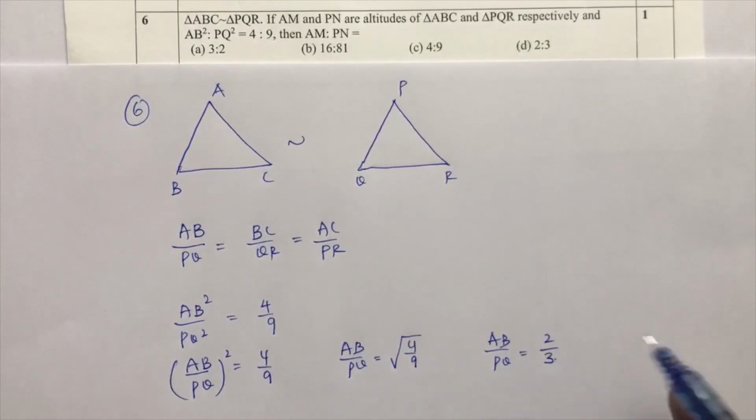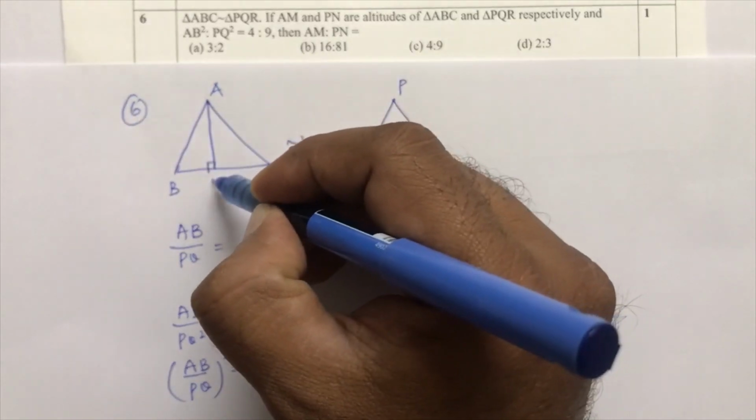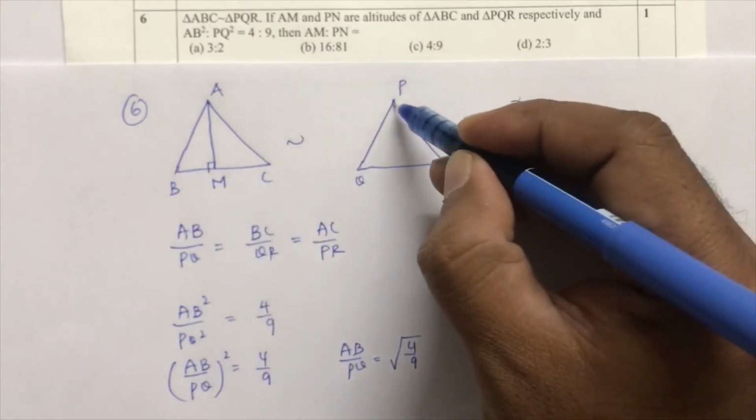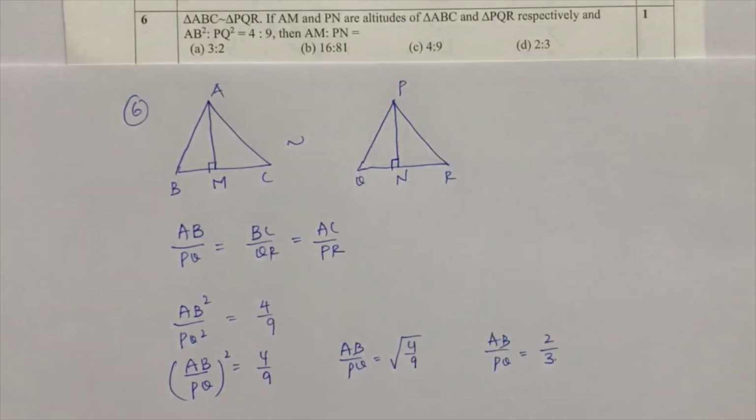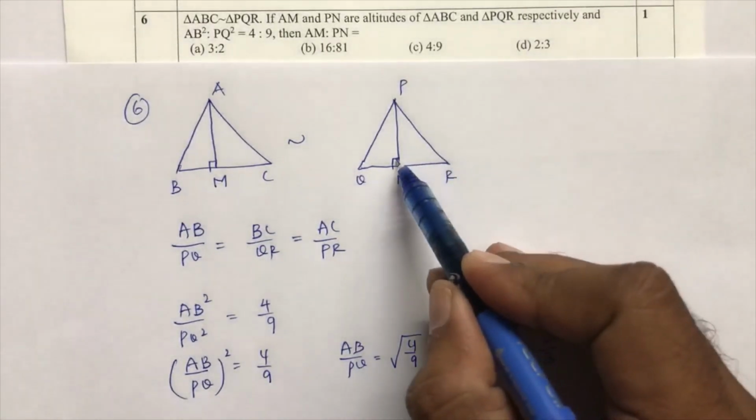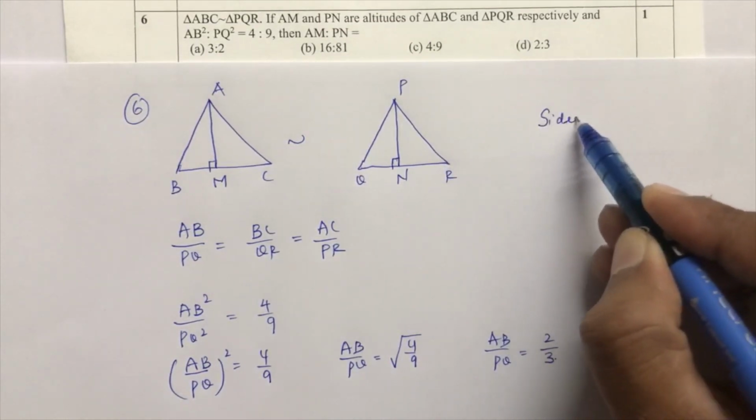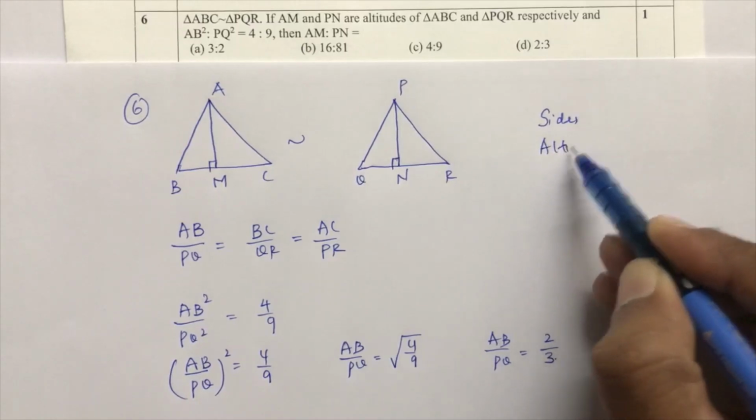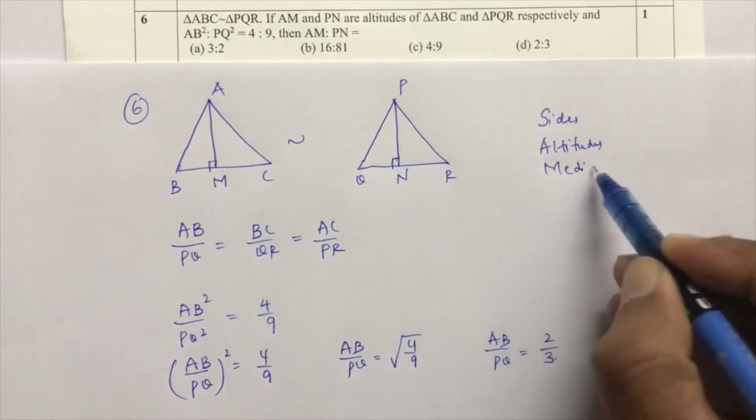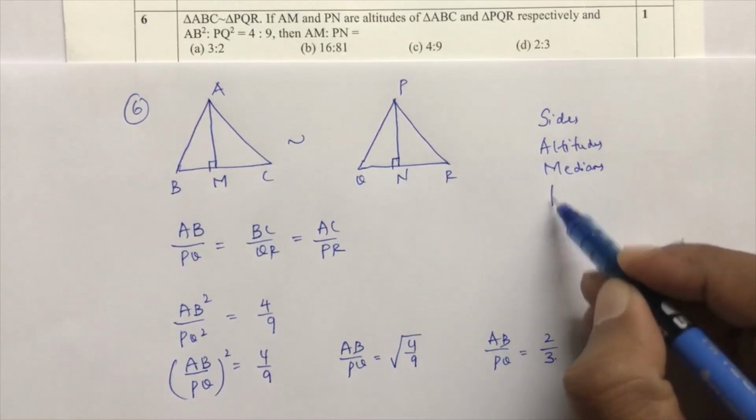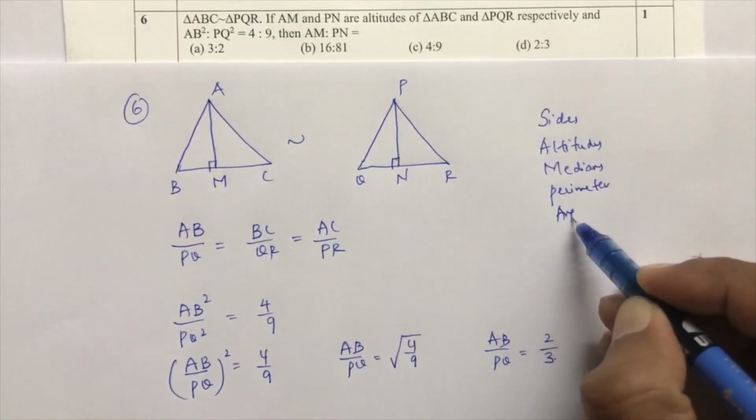Now see here, AM and PN are the altitudes. So as the altitudes, I'll tell one formula: like sides, altitudes, medians, perimeter, angle bisectors.